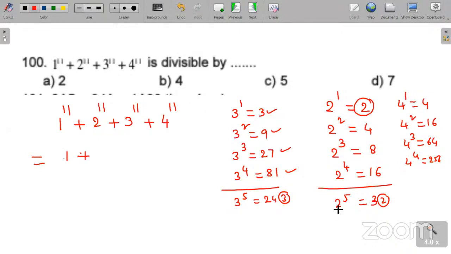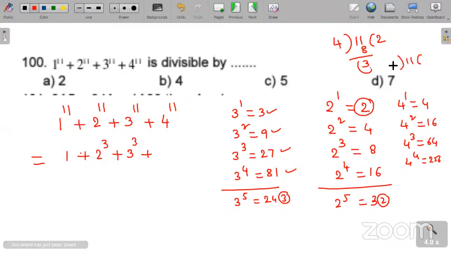For 2 power 11, divide 11 by 4: you will be getting remainder 3. You take this remainder, so 2 cube, no problem. Similarly, 11 divided by 4 gives remainder 3, so 3 cube. Here 4 power 11: 11 is divided by 2, remainder 1, so this is 4. So 1 plus 4 is 5.